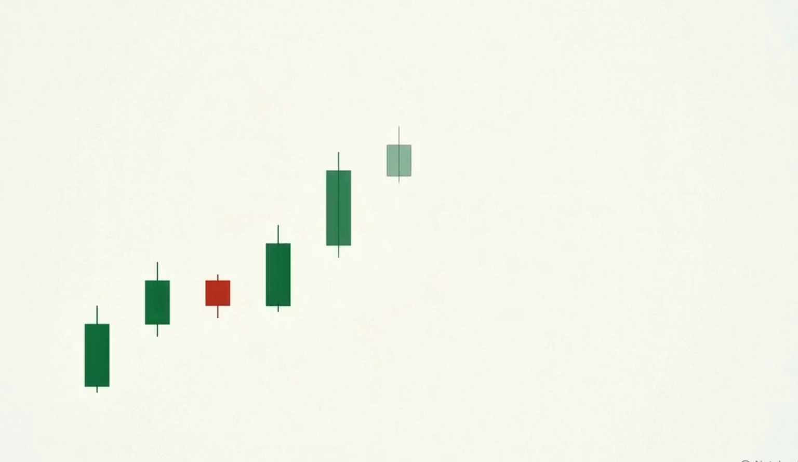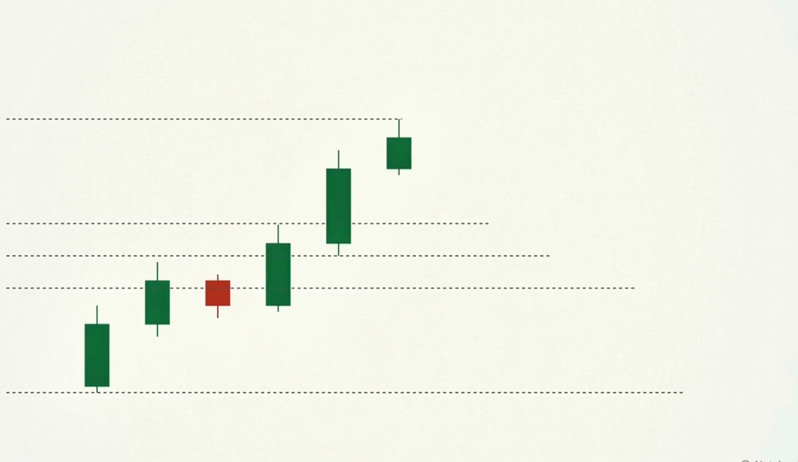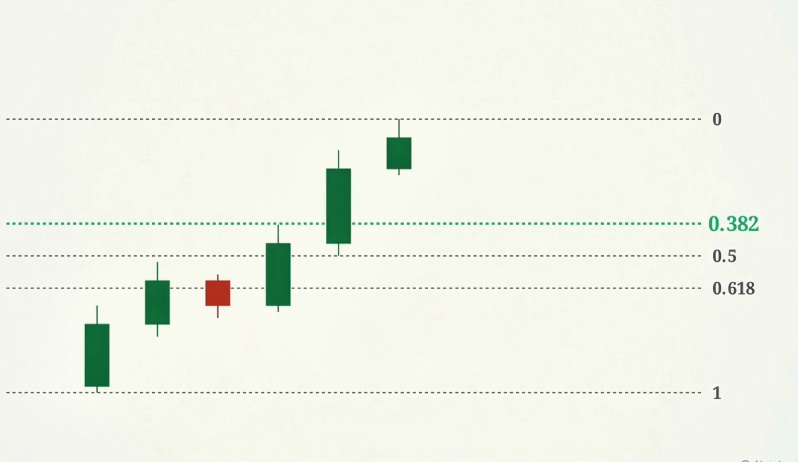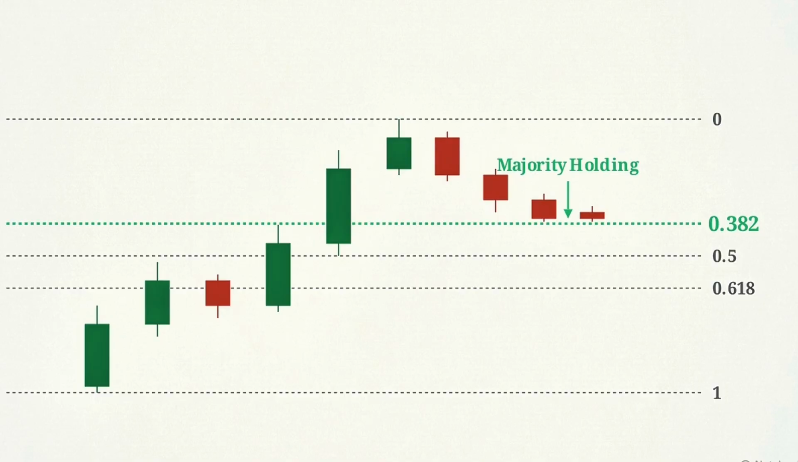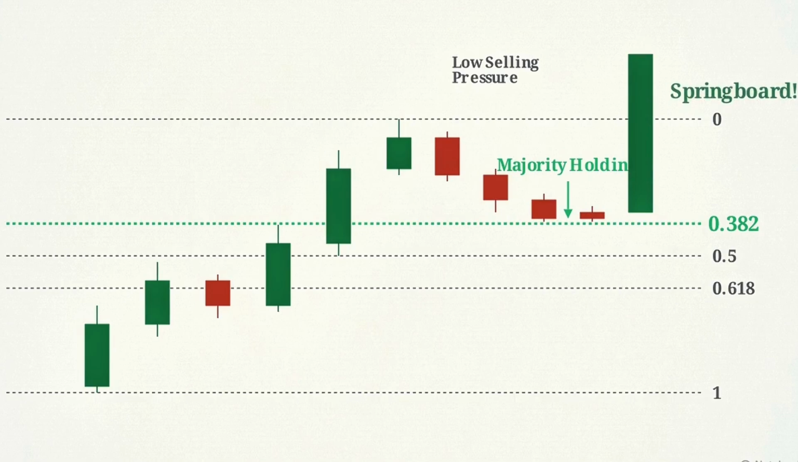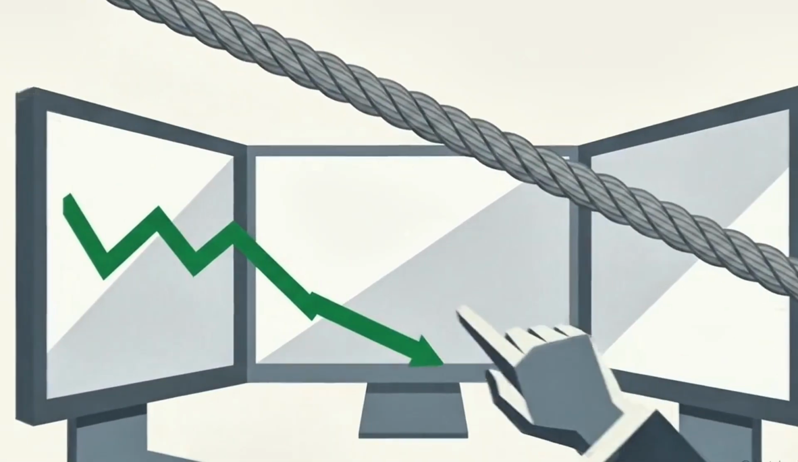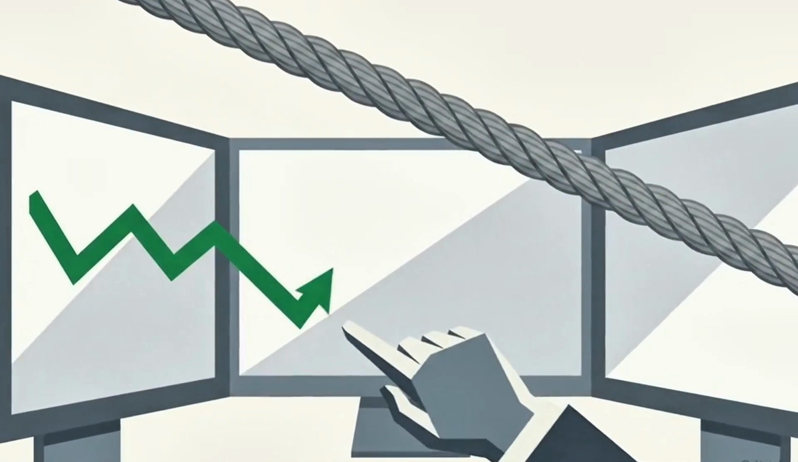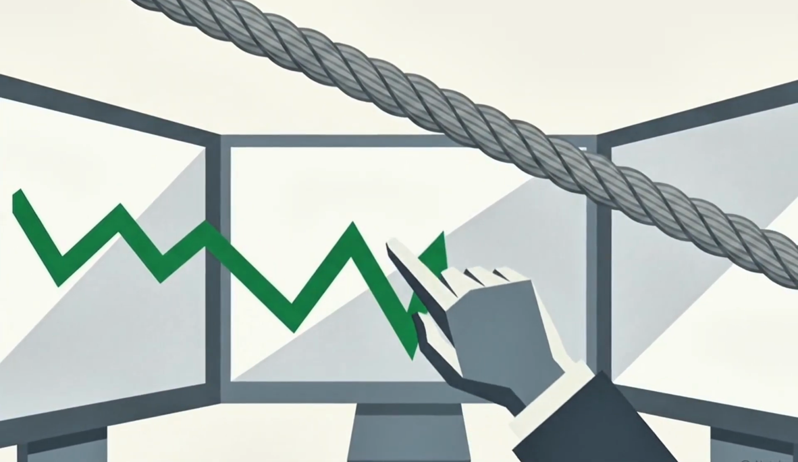We measure this momentum using Fibonacci ratios. The 0.382 line marks a shallow correction, where the market has only given back about a third of its recent gains. If the price stays above this line, it proves that the majority of traders are still holding their positions, because there is so little selling pressure to overcome. These shallow pullbacks often act as a springboard for the next sharp move higher. By measuring the depth of these dips, you can distinguish a minor pause for profit-taking from a total trend reversal.